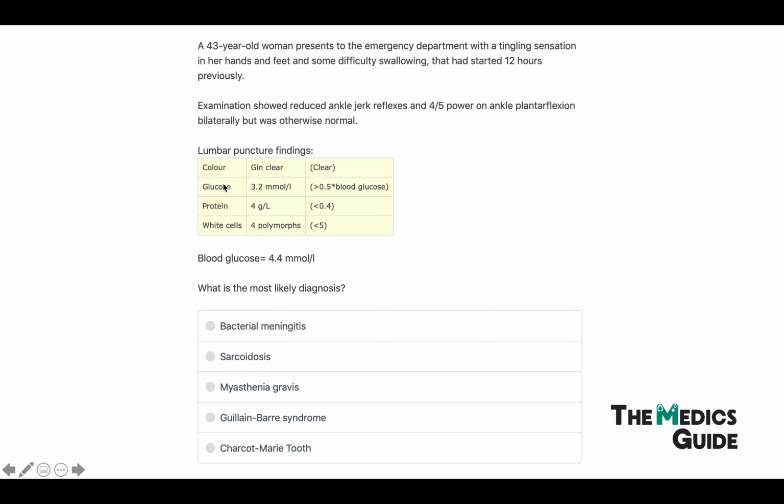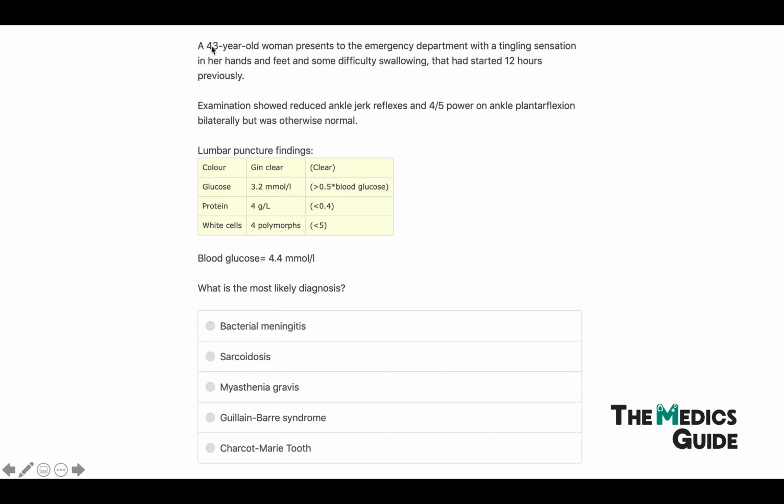Now, let's look at these lumbar punctures. So we've got the colour, which is clear. We've got a normal glucose. Now we've got a protein which is quite high. It should be less than 0.4 here, it's saying, but we've got one that is 4, so that's quite high. And the white cells seem normal. Now, this is again GBS, as you can imagine.